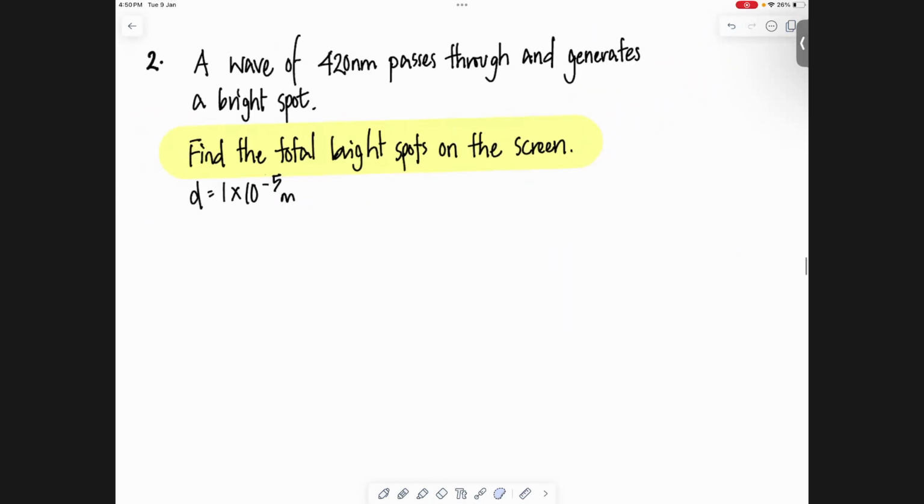Right, try this. A wave of 420 nanometers passes through and generates a bright spot. Find the total bright spots on the screen. Your D is given, so you have to find the maximum number of bright spots possible on the screen.